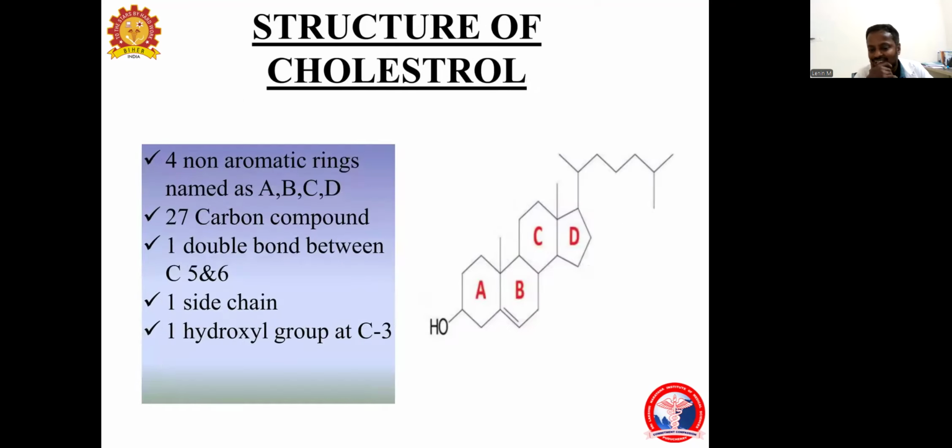This is the cholesterol structure, having four rings A, B, C, D and 27 carbon atoms. A double bond is present between C5 and C6, there is one side chain, and one hydroxyl group is present at C3.